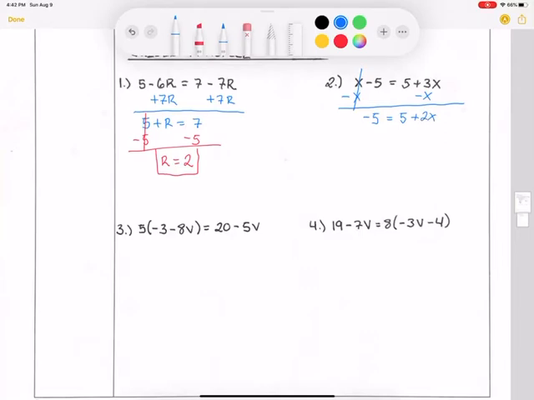From here, I need to get x by itself, so I'm going to do that by subtracting 5 from both sides. These 5s will cancel. And on the left side, I have negative 10 equals 2x. To get x by itself, I do need to divide both sides by 2. And x is going to equal negative 5.